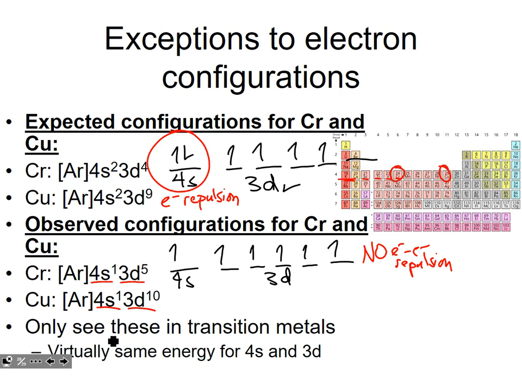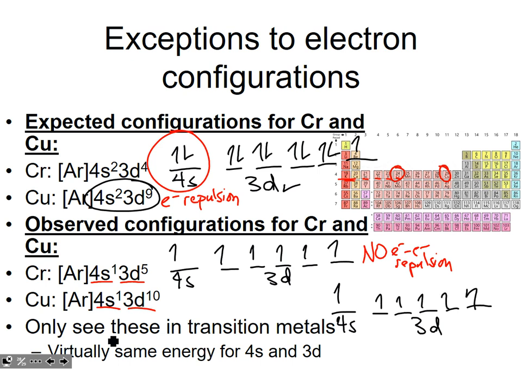Copper is the other one. You think it would be 4s2, 3d10, where you'd have 4s filled, and then 3d, that's 5, 6, 7, 8, 9. But having electrons in 3d actually is lowering, in the copper's case, the energy of the 3d subshell a little bit. So now it's going to be 4s1, 3d, and then 3d is going to be completely filled.